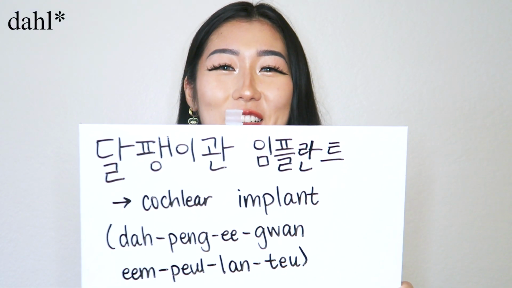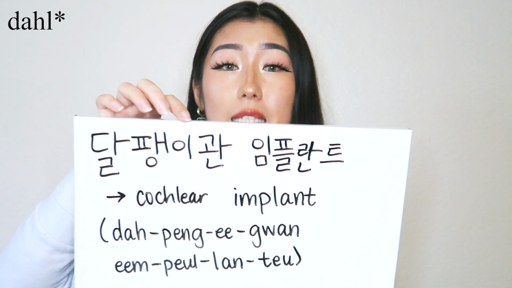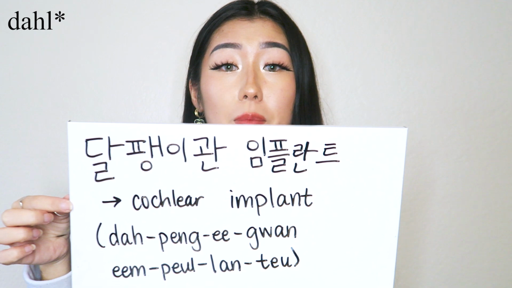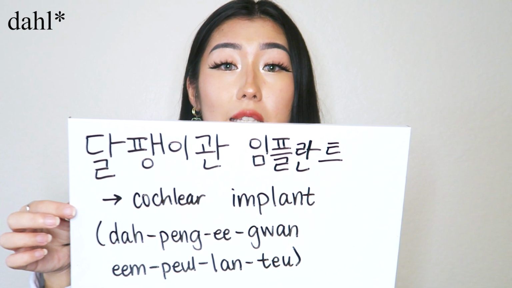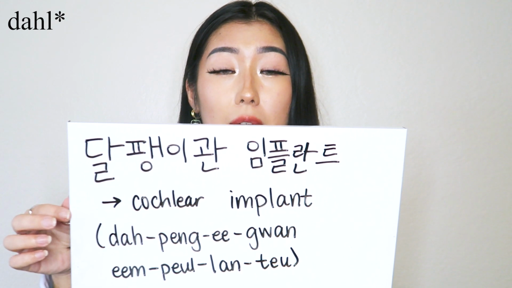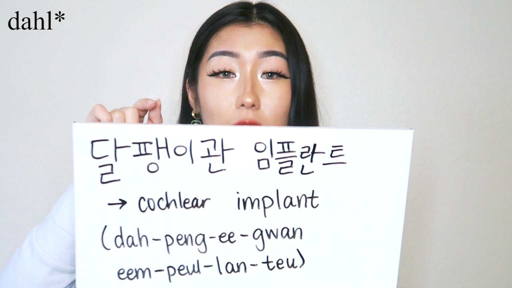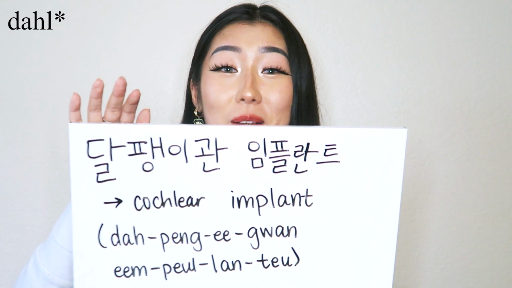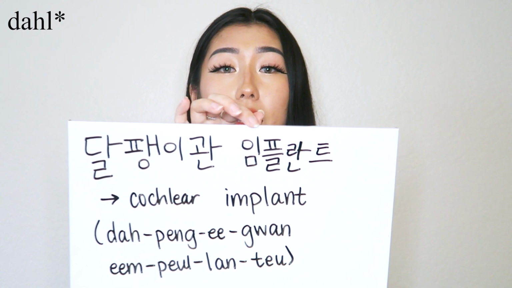Okay, that kind of looks long, but let me break it down for you guys. 달팽이관 임플란트, which is a cochlear implant. For those of you who don't know what a cochlear implant is, it is another tool that people who are deaf use, but it is different than a hearing aid. You should definitely look it up because I'm not gonna lie, I don't know the complete science behind it. So let me start off with the easier part.